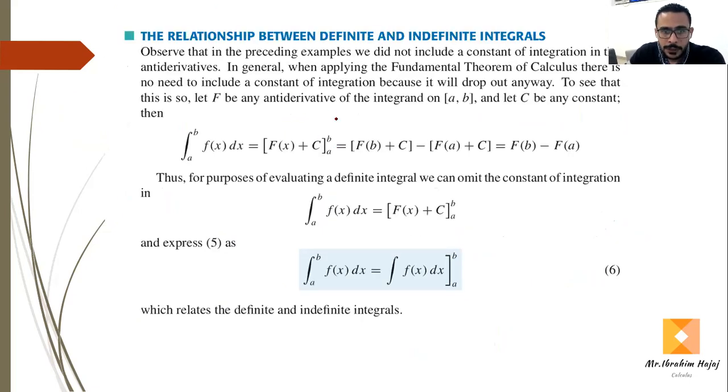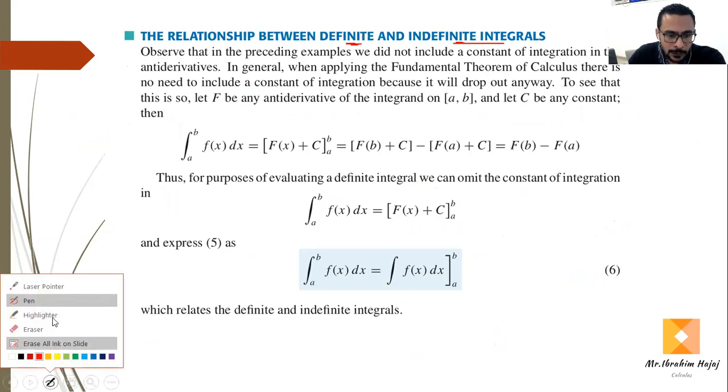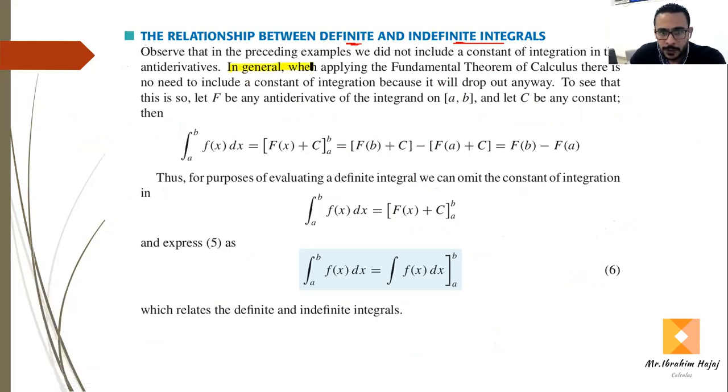Next, the relationship between definite and indefinite integrals. I would like guys to highlight the important issue in this part: when applying the fundamental theorem of calculus, there is no need to add c, because you will notice there is no c in the definite integral. There was a c in the indefinite integral in the previous sessions, but in the definite integral from a to b, no need to add the c. Why? Because it will drop out anyway.